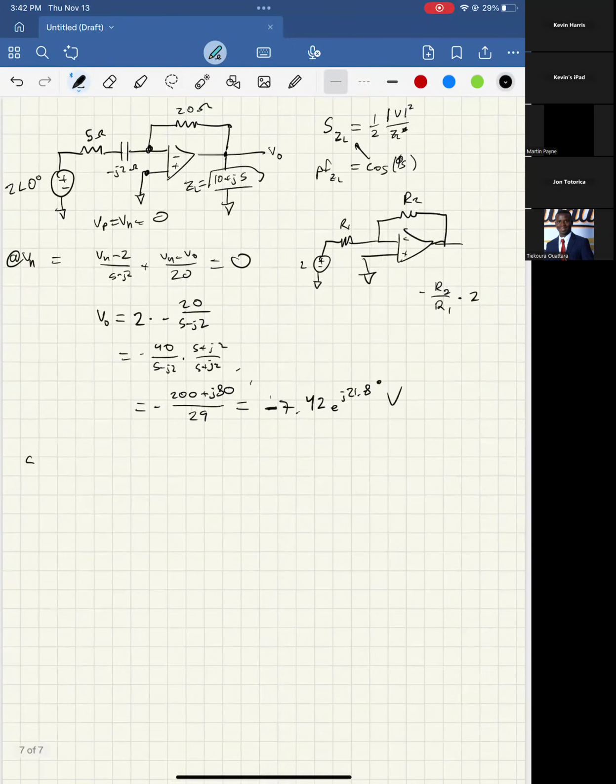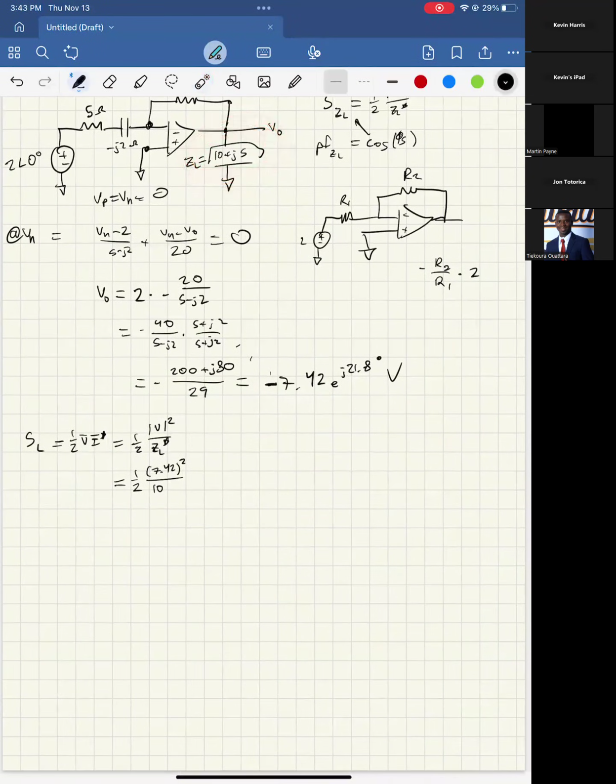So then for S of the load, it's going to be that equation we had earlier. You can either write it as 1/2 V I bar, or 1/2 V I conjugate, or in the nicer, easier form for what we have here. Now we have all of these numbers, so we fill it in and we get 1/2 times 7.42 squared over Z conjugate. Remember up here, Z is given to us as 10 plus j5, so now it's just 10 minus j5.